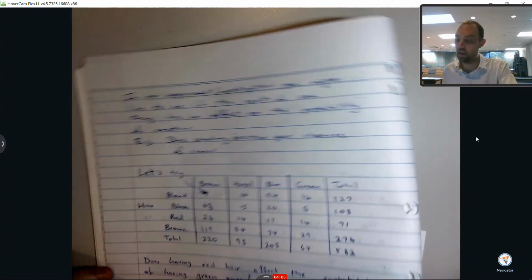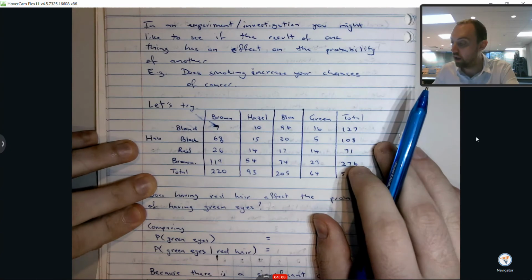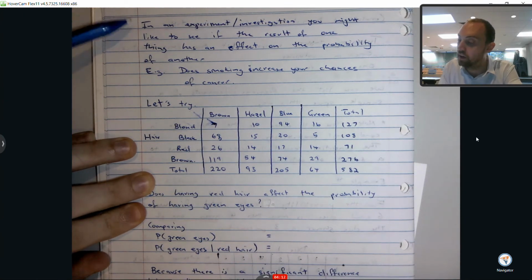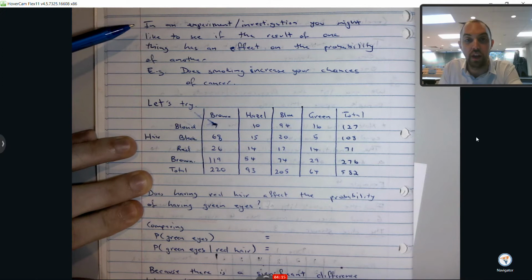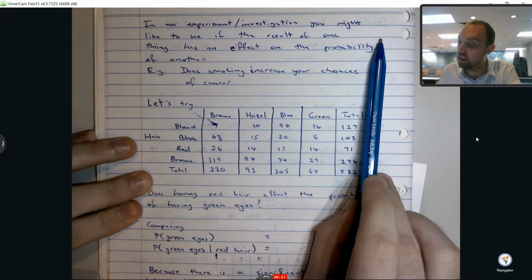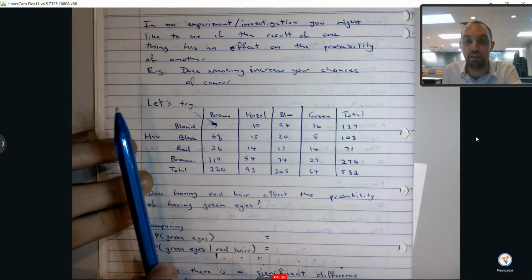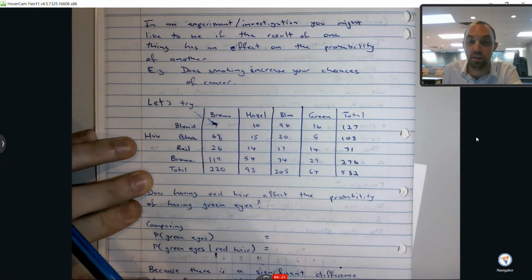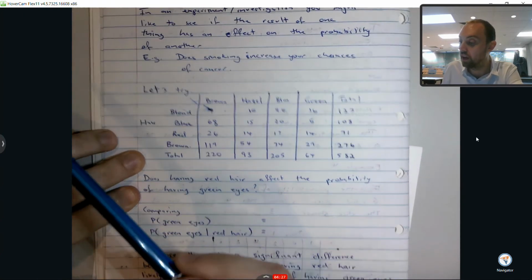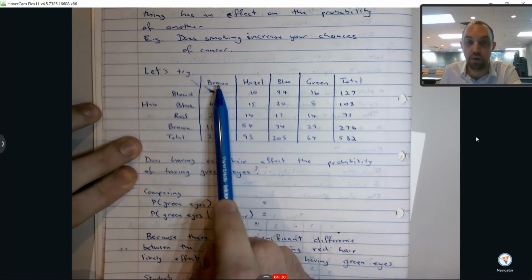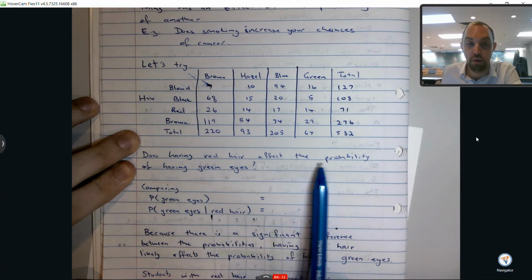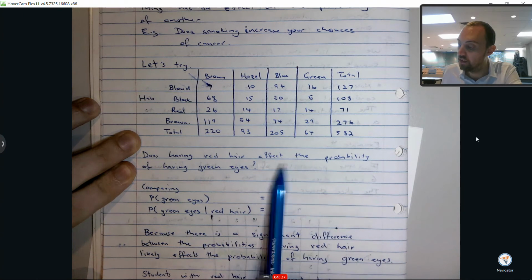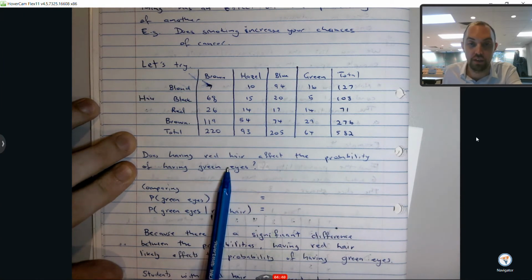Now with our two-way tables, or another way to look at our conditional probability rather, is you might be looking at some sort of experiment and you're trying to see if the result of one thing has the effect of another. So my example here is, does smoking increase your chances of cancer? That's just one way that we could look at it. What we're going to do in our example is look at the probability: does having red hair have an effect on the probability of green eyes?